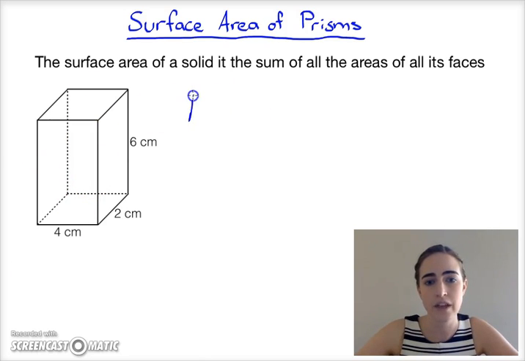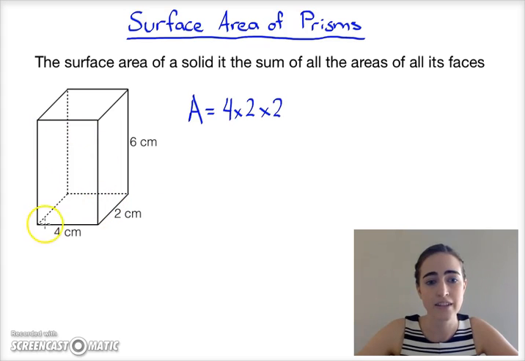So what we'll do, we've got the area. It doesn't matter where you start. Let's do the bottom first. So the base of this shape is 4 centimeters by 2 centimeters, and so is the top. So we can go 4 times 2, but because there's 2 of them, we'll times that by 2 as well.